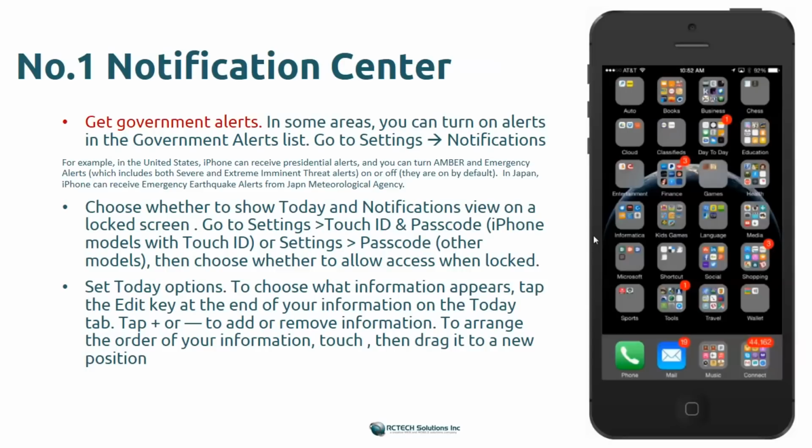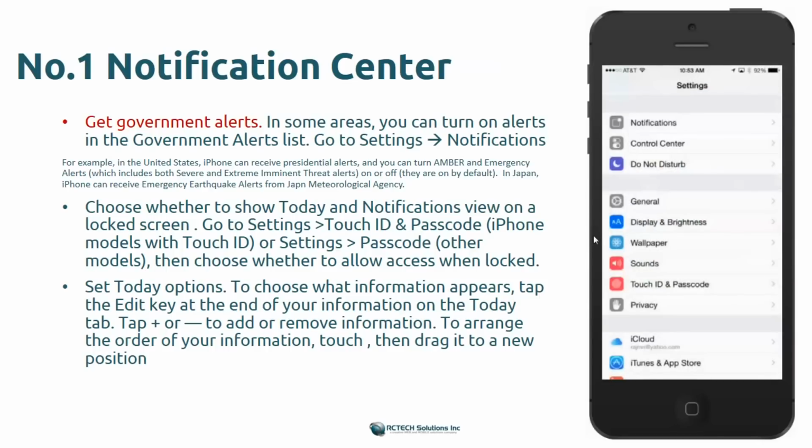Go to Settings, Notifications, and do it. And you get notifications such as Amber and emergency alerts. Also, you can customize the Notification Center for Today view and also for other options. Let's take a quick look at how you can customize that view.